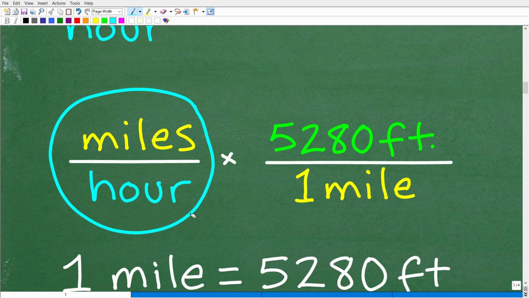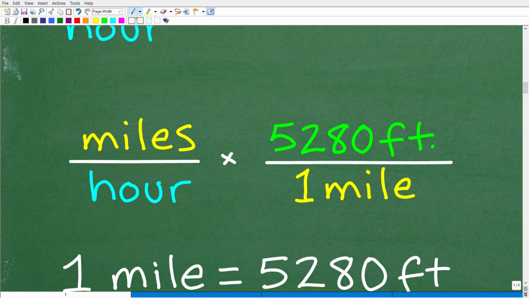And when this happens, notice we're dealing with fractions. The miles will cross cancel. Let me just make sure you understand how to multiply fractions, because if you don't, this is a problem. Let me use something nice and simple. So 7 over 10 times, let's say, 3 over 7.